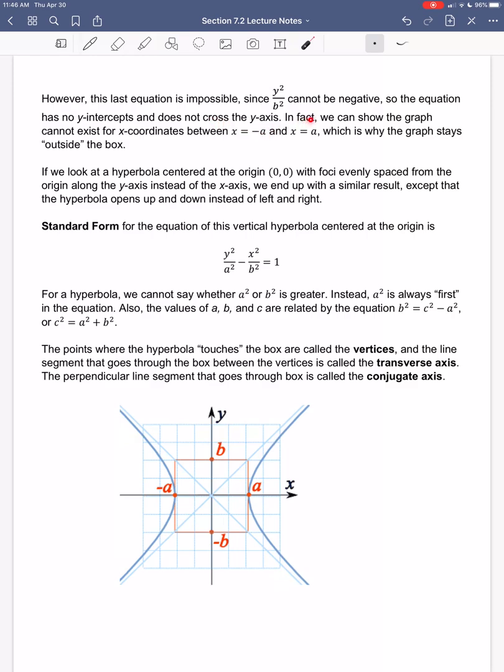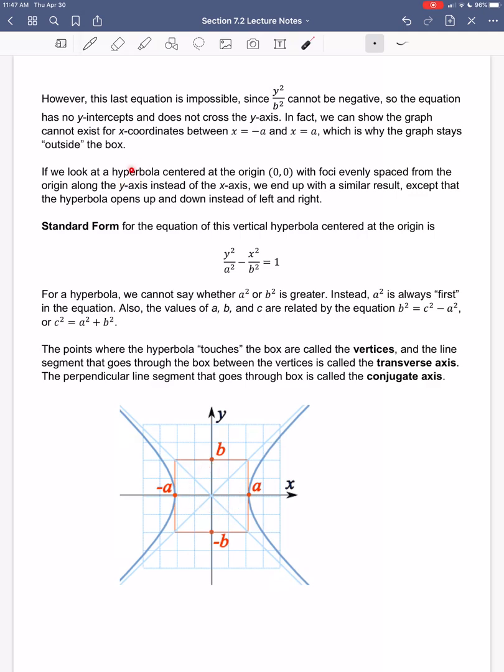In fact, we can show, if we play around with the equation a little bit, that the graph cannot exist for any x-coordinates between x equals -a and x equals +a, which is why the graph stays, we could say, outside the box. Look at the graph here at the bottom. We've got this box that's going between a on the x-axis and b on the y-axis, and the graph stays outside the box, right? It doesn't go in between at all.